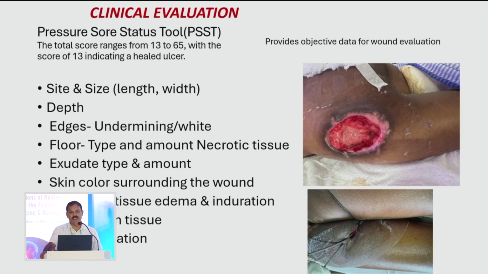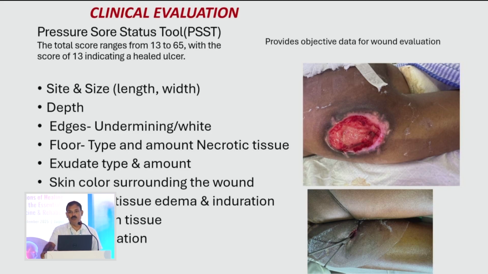where is the site, size, like length and width, depth of the pressure ulcer, edges, whether it is undermining or white, inverted or everted, red in color or whitish in nature, type of floor, filled up with granulation tissue or necrotic tissue, what type of necrotic tissue, amount of exudate coming out of the pressure ulcer, then the color of the skin surrounding the wound is very important, as that shows the aggressiveness of the ulcer, peripheral tissue edema and induration, granulation tissue, epithelialization.